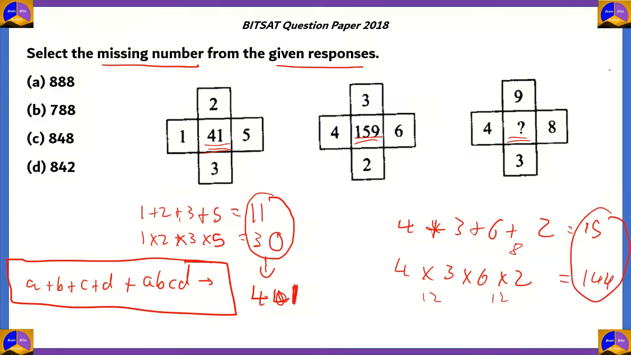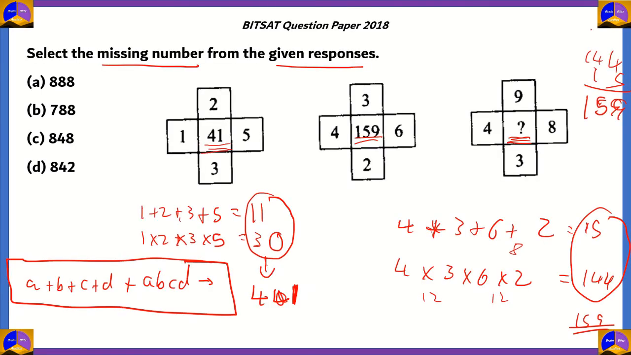So 144 plus 15. So 4 plus 5 is 9. 4 plus 1 is 5. 4 plus 1 is 5. And then there's a 1. So you get 159 as well. So this relation holds true. So using this relation, we can find out the missing number here. So it is 4, 9, 8, and 3. So first, we add 4 plus 9 plus 8 plus 3, and then we add the product of the four numbers. So that is 4 times 9 times 8 times 3.